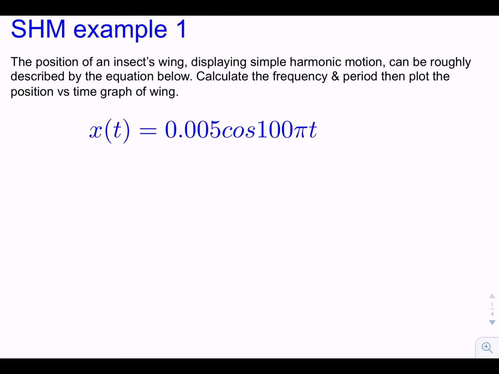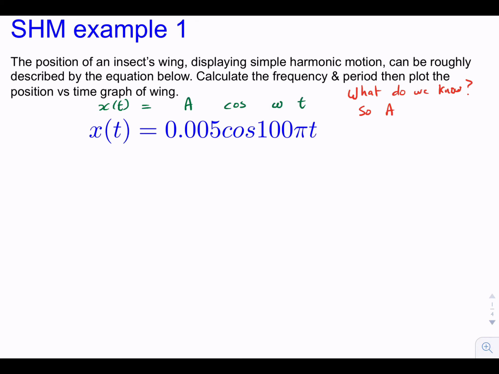Say the position of an insect's wing displaying simple harmonic motion can be roughly described by the equation below. The question is, calculate the frequency and period and then plot the position versus time graph of the wing. So what do we know? Let's write out the general equation for the position versus time relation for a simple harmonic oscillator. x(t) = A cos ωt.